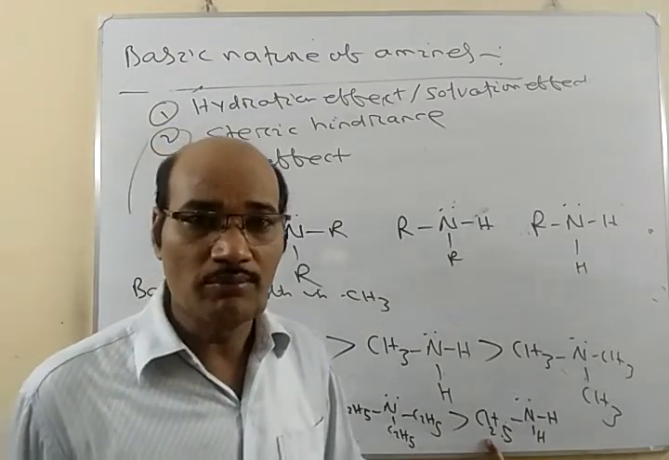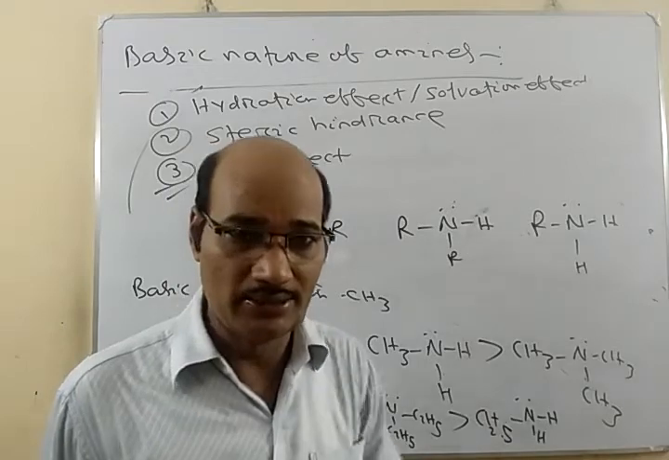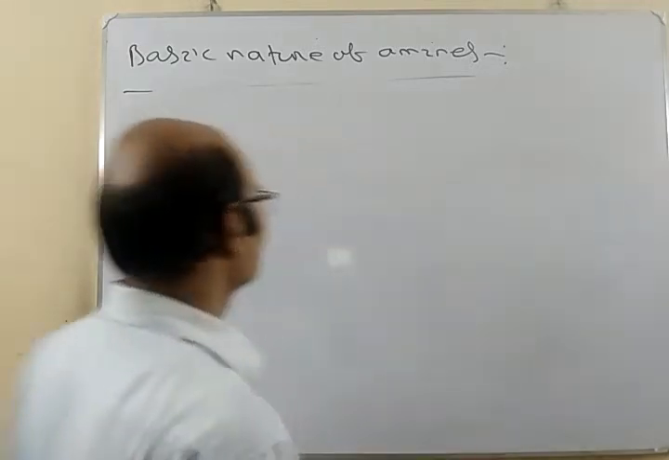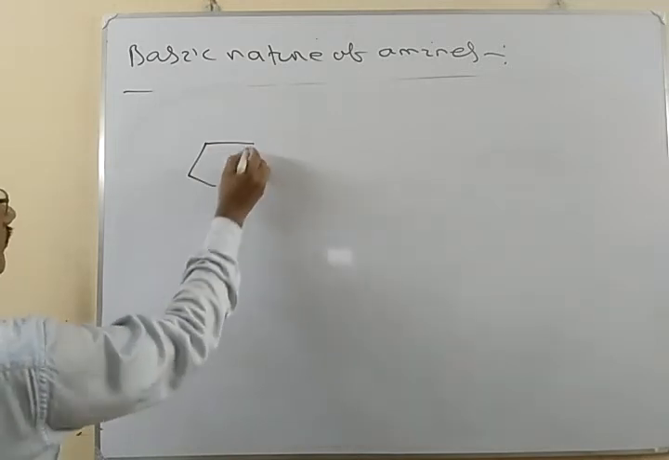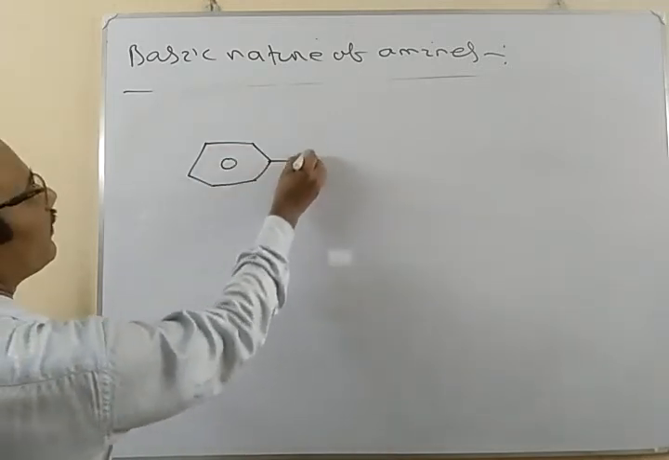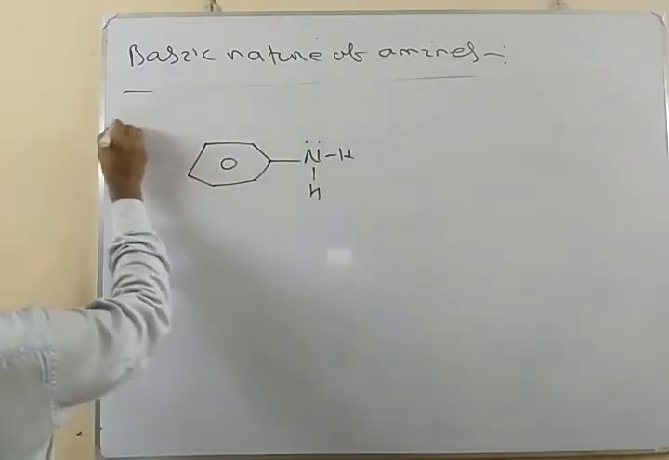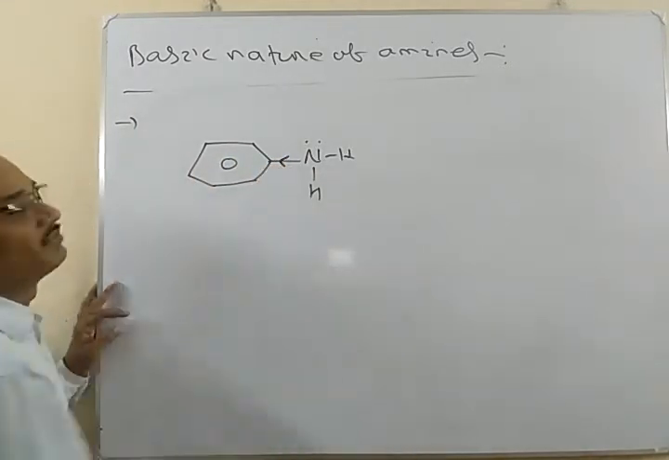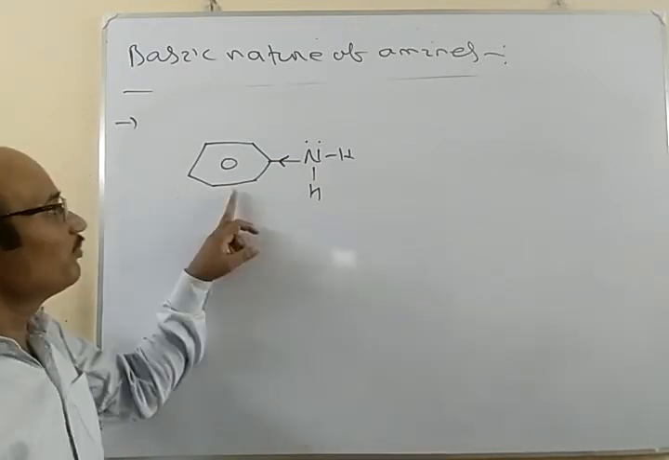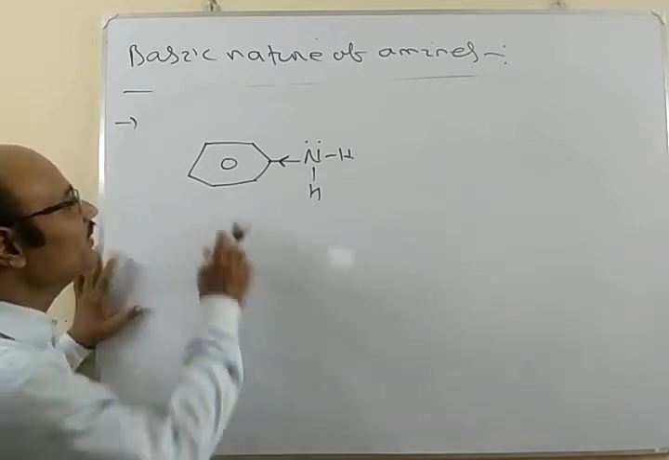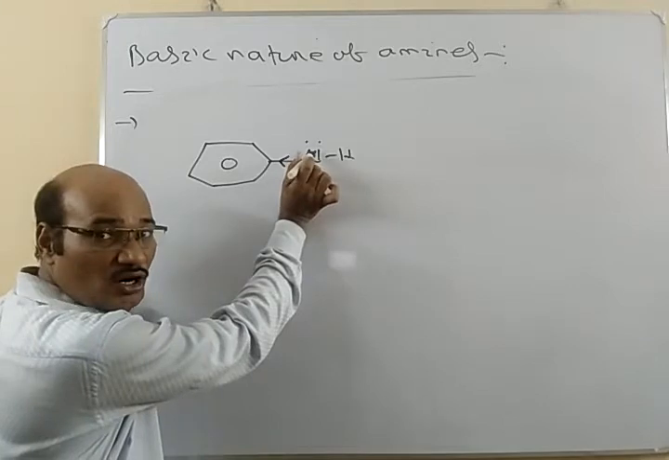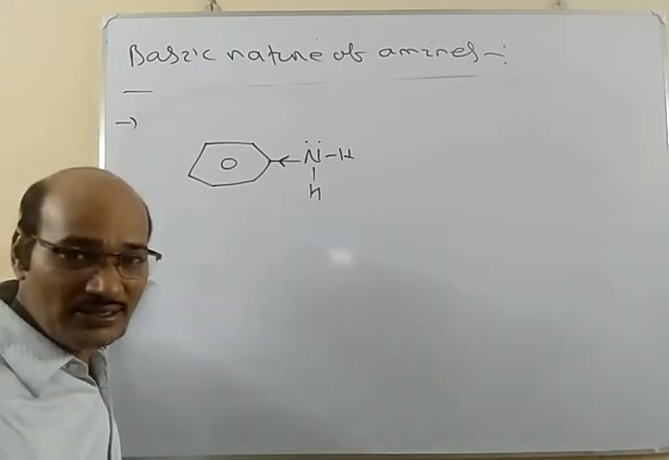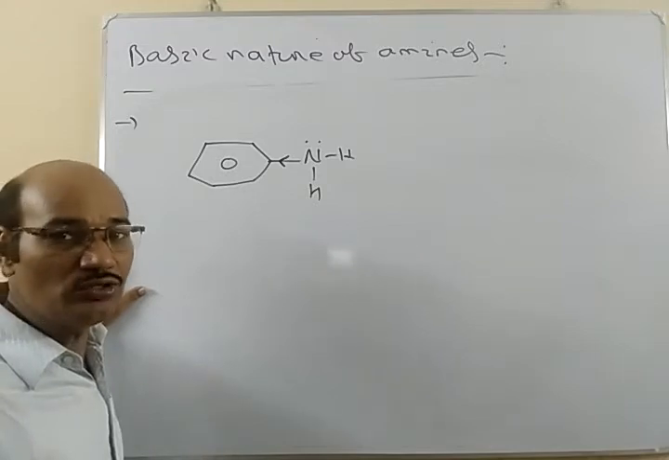Now next comes the basic nature of aromatic amines, that is aniline. See, if I take aniline, C6H5NH2, this phenyl group is minus I in nature. Because the phenyl group is minus I, it decreases the electron density on the nitrogen atom. So the basic character will be less. So aniline is less basic than ammonia and also aliphatic amines.